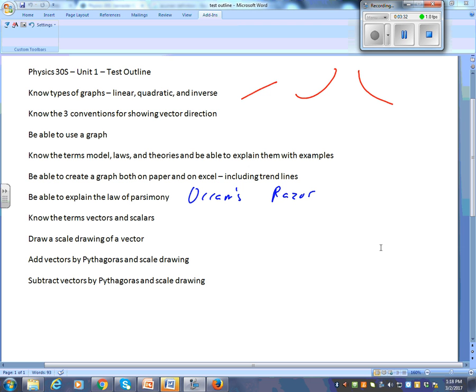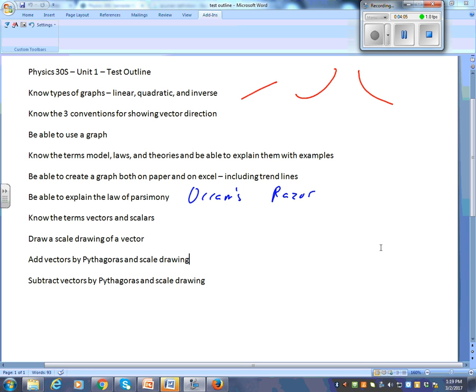How many kids are going to try to add a single vector? At least two or three. I'm like, what are you doing? It just says draw a scale drawing, and they try to add them together. There's only one thing. It's like saying add 4. They ask what do I add it to? Just draw the scale drawing of the single vector.